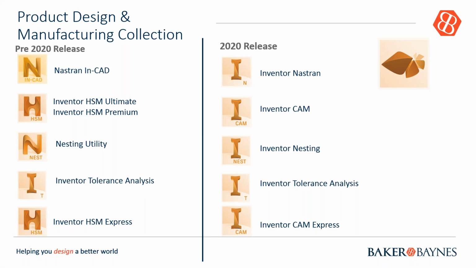So in the collection, there's something to note here. Pre-2020 release, it was called Nastran in CAD. On the 2020 release, it's called Inventor Nastran. Again, HSM, it was Inventor HSM Ultimate and Inventor HSM Premium. Now it's called Inventor CAM. All right. The nesting utility is now called Inventor Nesting, and you have access to the Inventor Tolerance Analysis, which stays the same, Inventor Tolerance Analysis. And Inventor HSM Express is now named Inventor CAM Express. So there have been some updates to it.